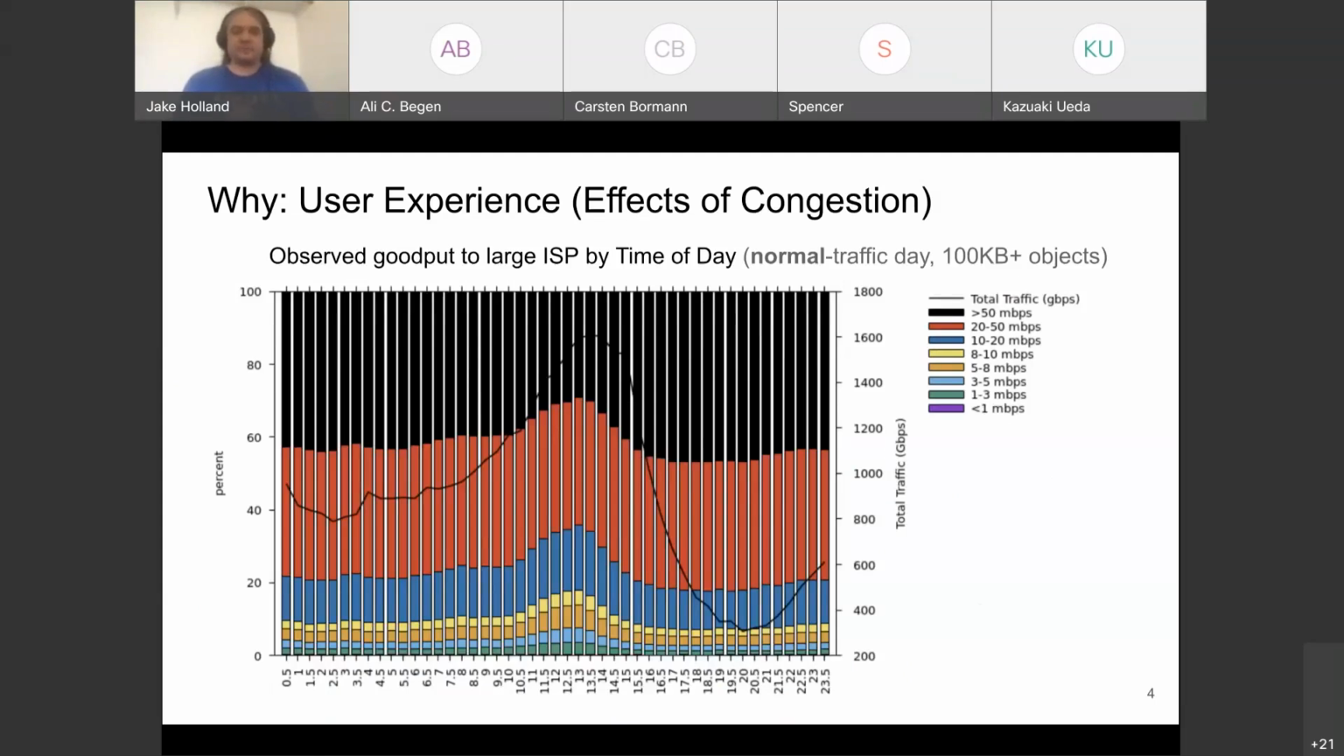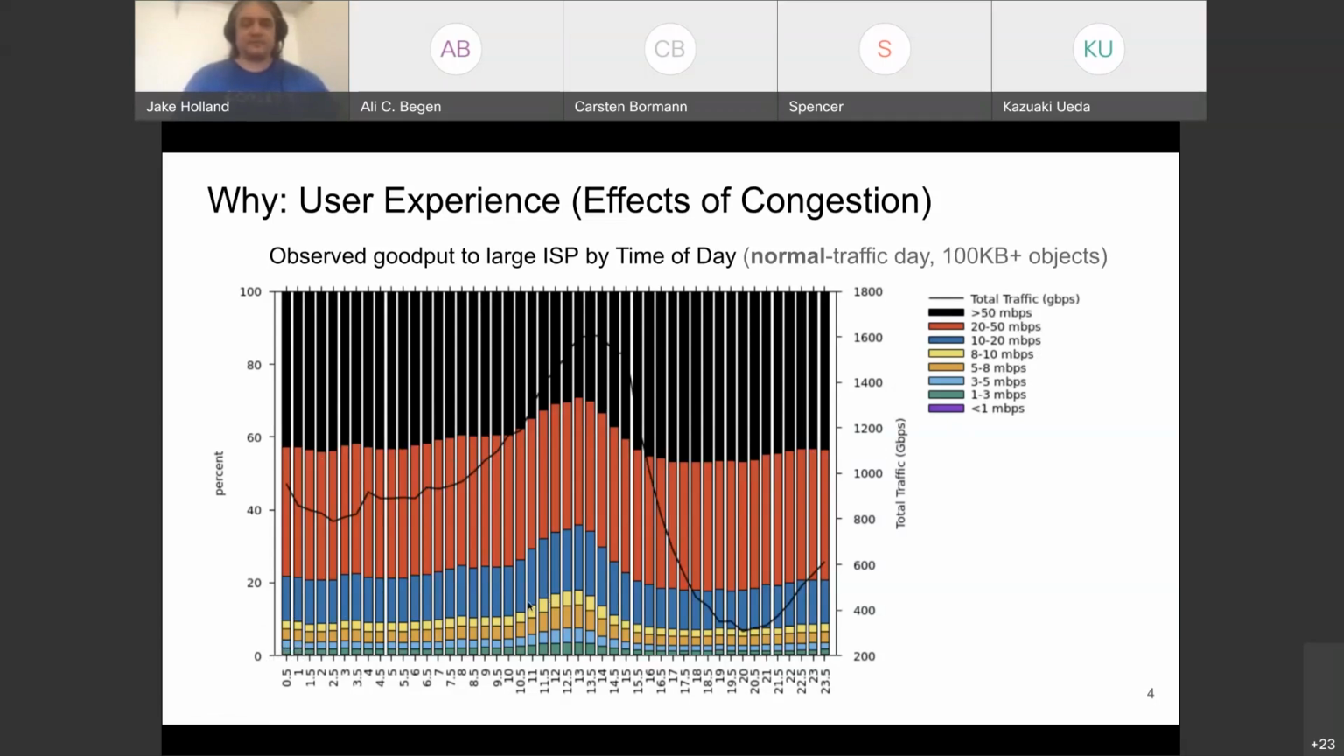So why I think this is important. I'm going to show you just a couple of pieces of data of some of the stuff we're looking at. This first one is a chart of throughput of all the responses sent into a specific ISP on a normal day. Each half-hour slot is a stacked histogram of what throughput was actually achieved by what proportion of the responses that were over 100 kilobytes in size.